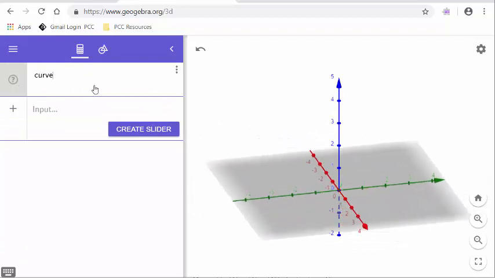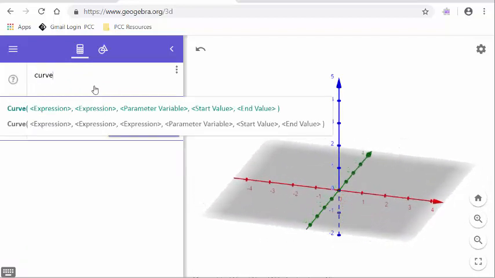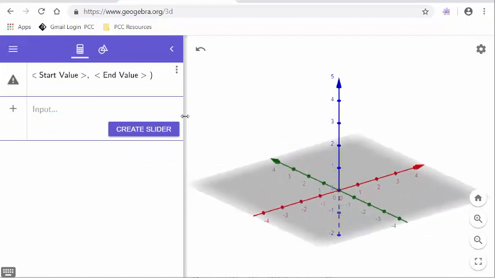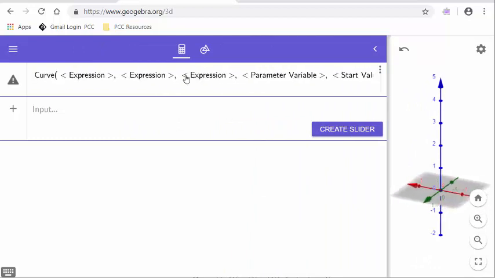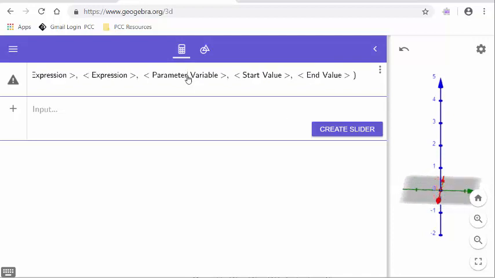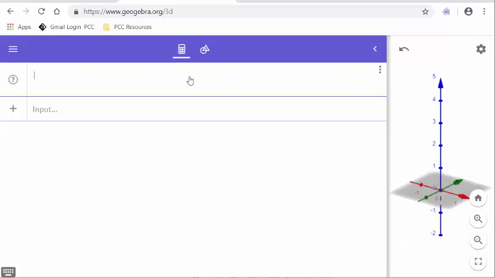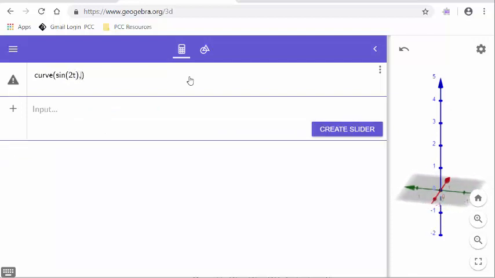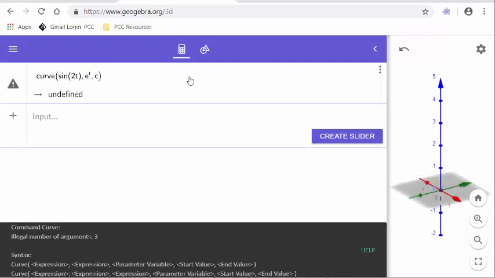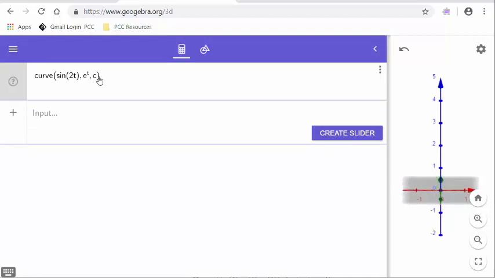I can go in here and choose these each individually. If we know what we're doing here, I can actually just type in Curve. My x expression was sin(2t). My y expression was e^t. I use the caret symbol above the 6 to get into my exponent. I have to right arrow out of that. And then my z value was cosine. It's mad at me for something.